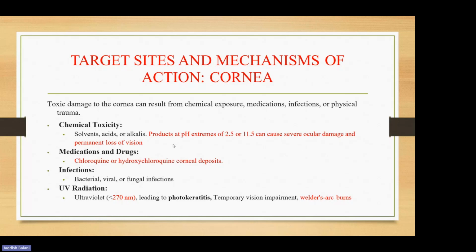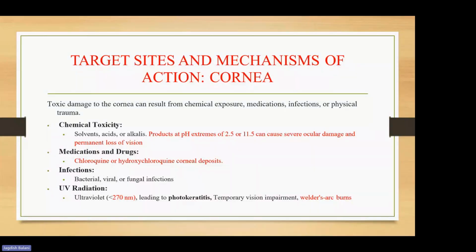So first we'll see the cornea, where a toxic response is created. The cornea is the transparent outer layer, the first layer. Some chemicals create toxicity, like solvents, acids, and alkalis. Products which are highly acidic in nature, like pH 2.5, or highly alkaline may create vision loss or sometimes damage the ocular tissues.